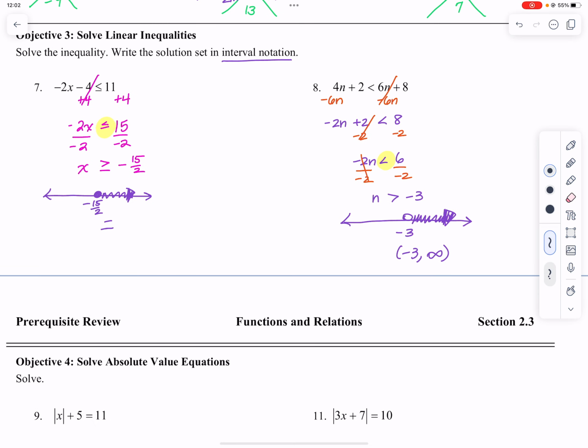Let me write this one just a little bit larger. So that was a -15/2 to positive infinity.